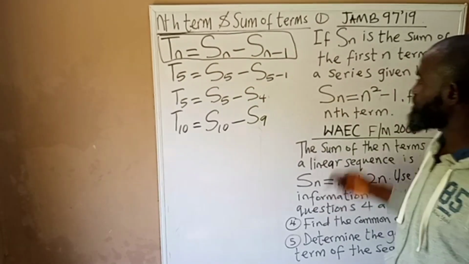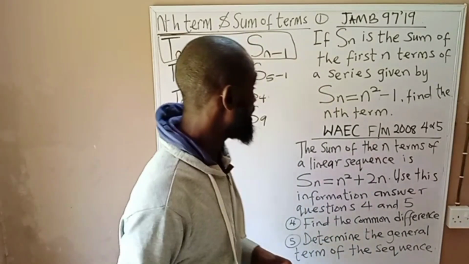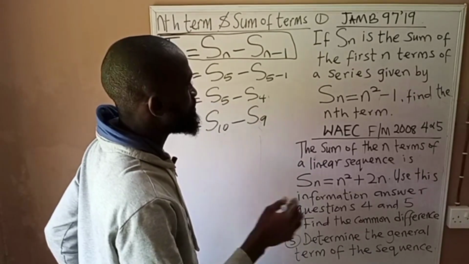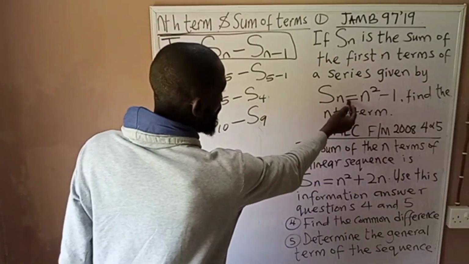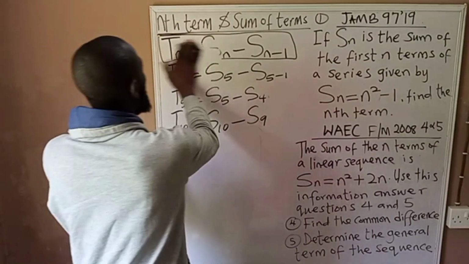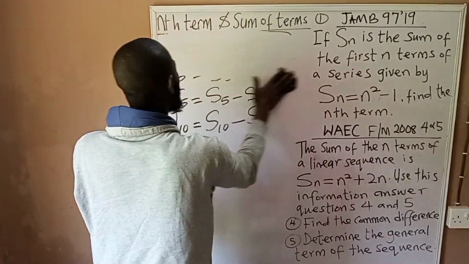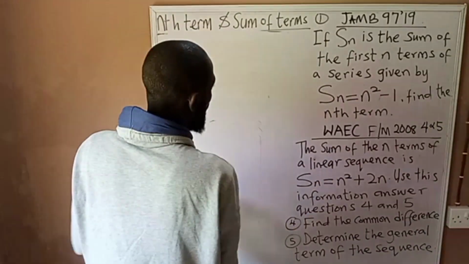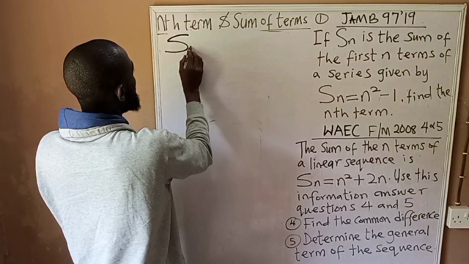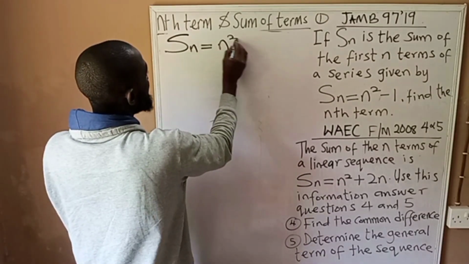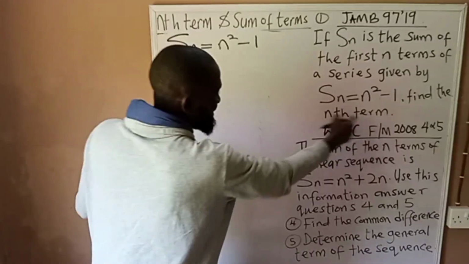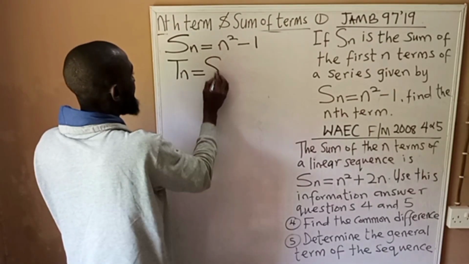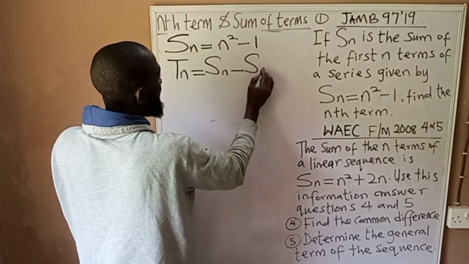So let's use this formula to solve these two questions. The first question says, if Sn is the sum of the first n terms of a series given by this formula, find the nth term. We know there is an established formula that connects the nth term with the sum of terms. Sn was given as n squared minus 1. We are asked to find the nth term, the symbol is Tn, and the formula is Sn minus Sn minus 1.